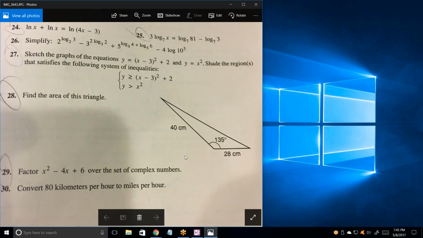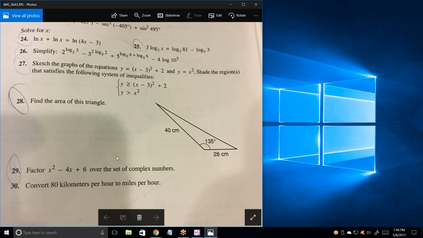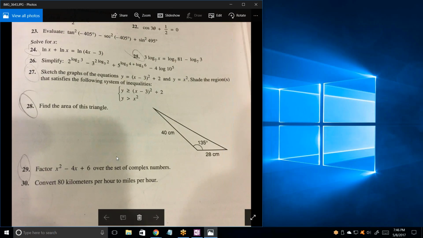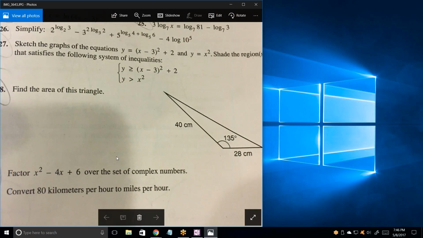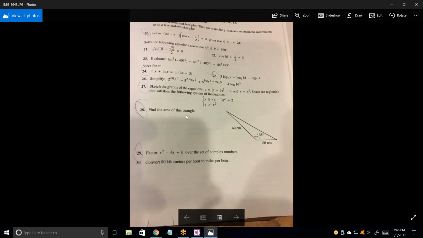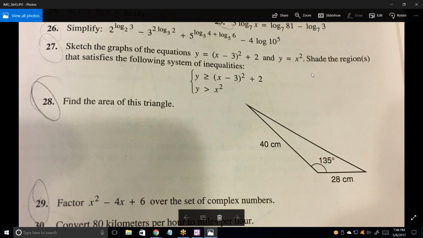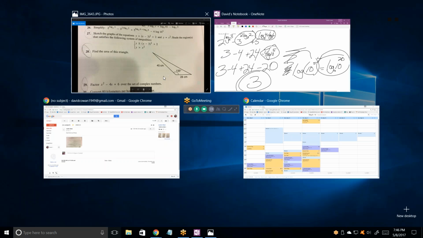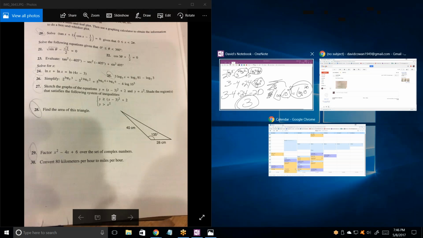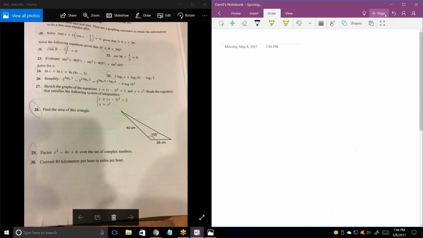All right, 27. Hold on. 27. I tried to do this one and it ended up pretty funny. I'm not quite sure. Well, let me put this on my screen. I think it'll be better.